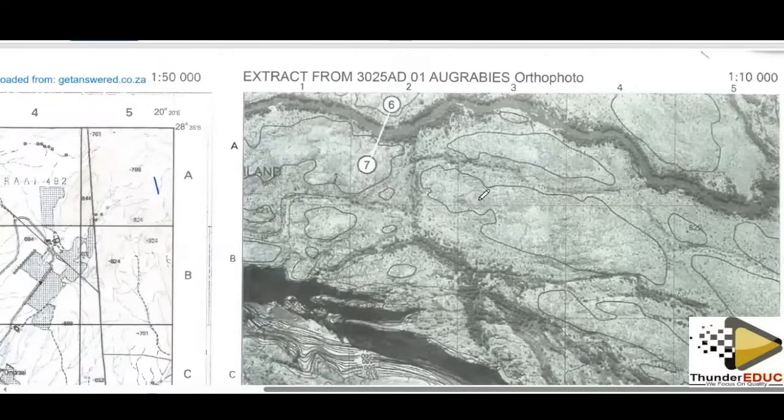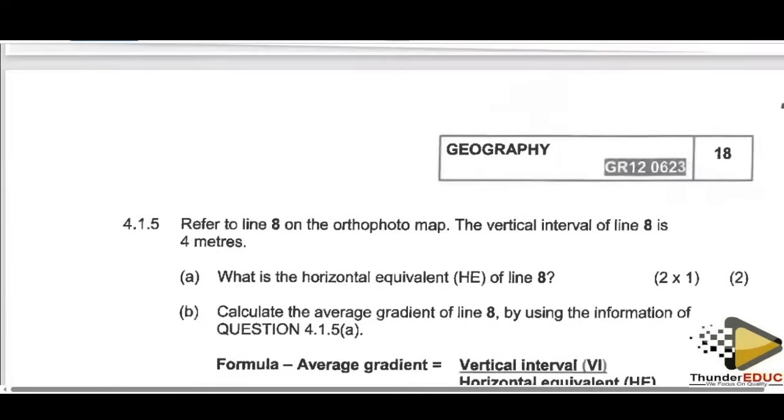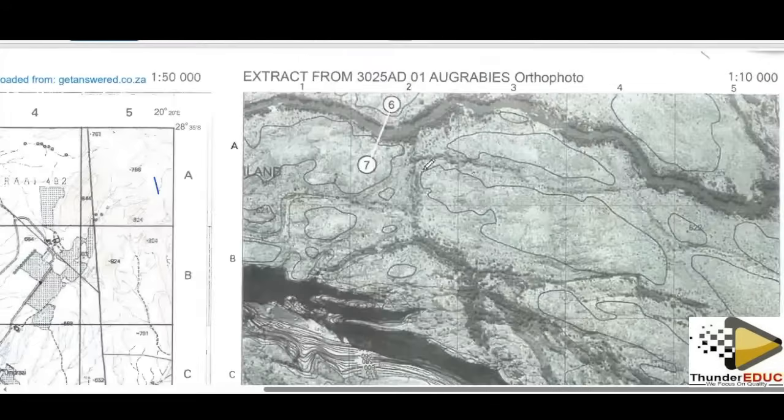Okay. So the question says, choose the likely cross section from 6 to 7 on the orthophoto map, 6 to 7. Let's look for 6 to 7. Yes, this is 6 to 7 here, as you can see. Okay, so there is a river here. We have the contour lines.